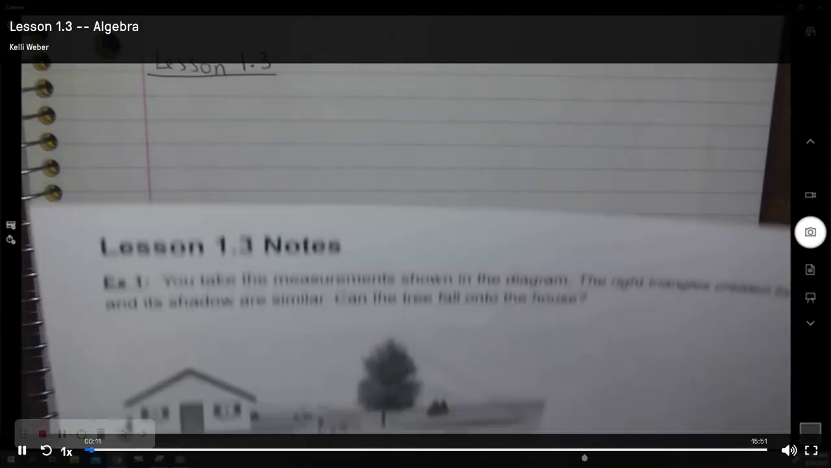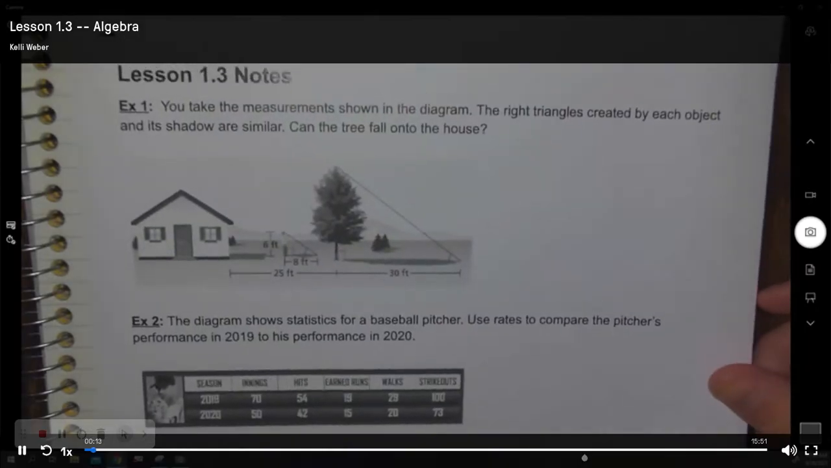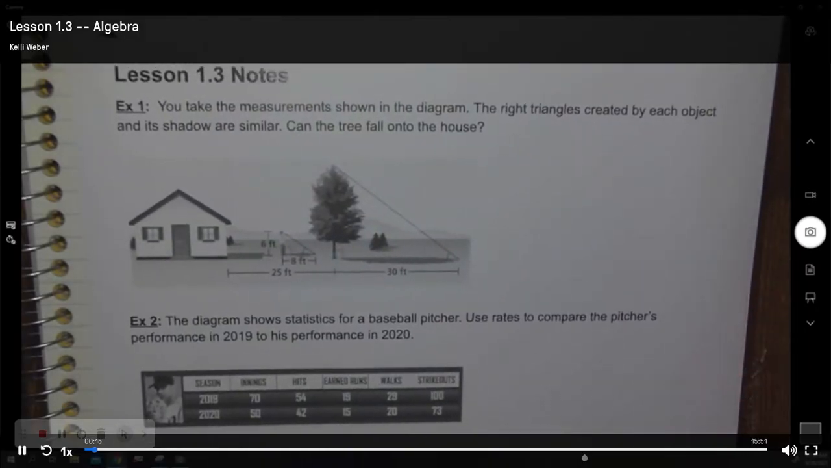This is lesson 1.3. In lesson 1.3, we are going to be using our skills of problem solving and solving equations, and we're also going to use some previously learned skills. So for example 1, it says you take the measurements shown in the diagram. The right triangles created by each object and its shadow are similar. Can the tree fall onto the house?